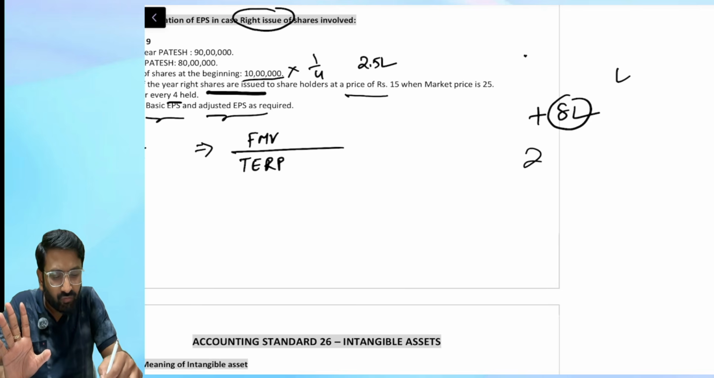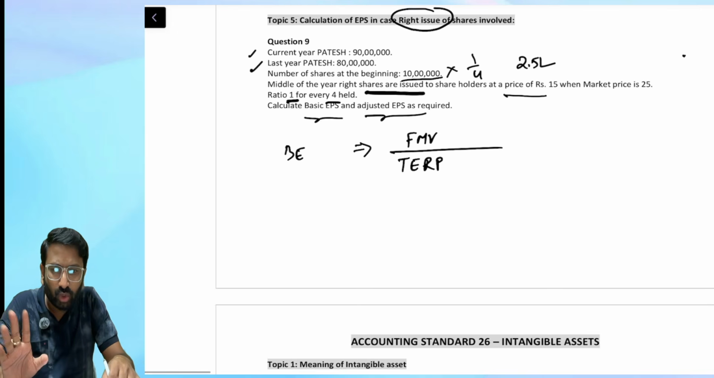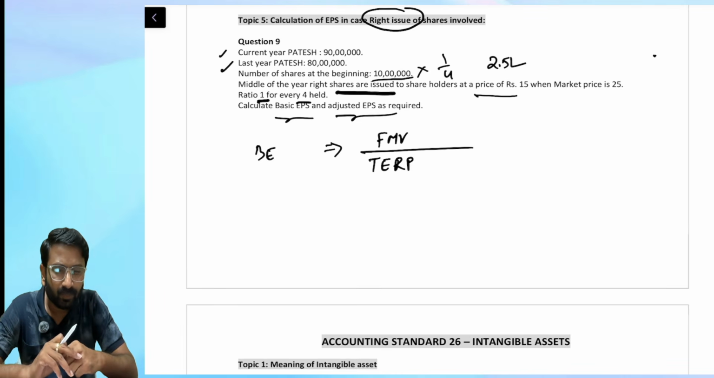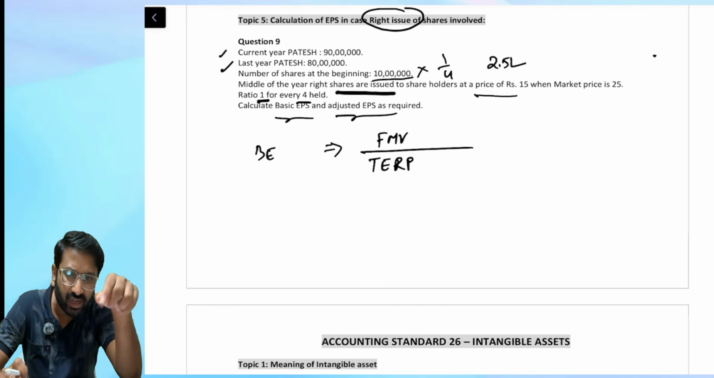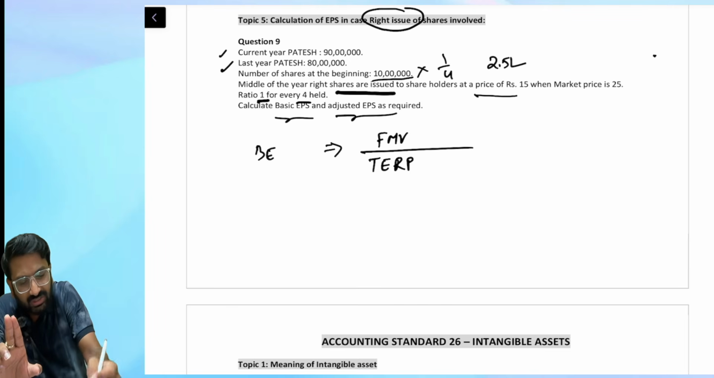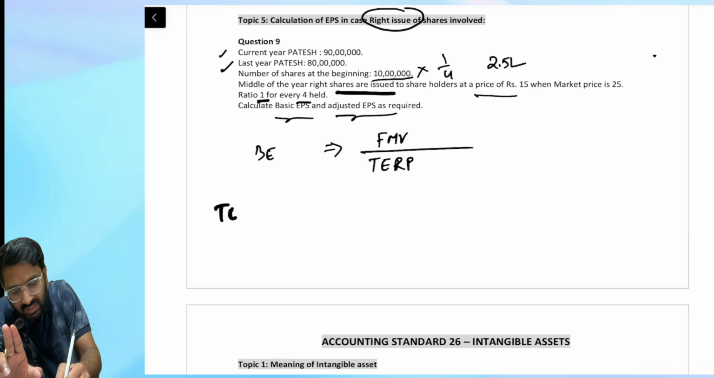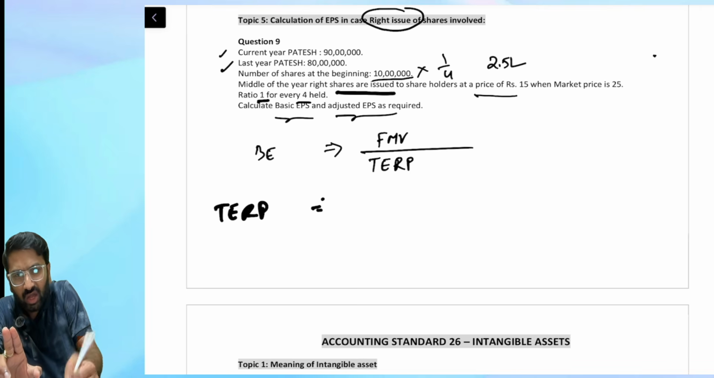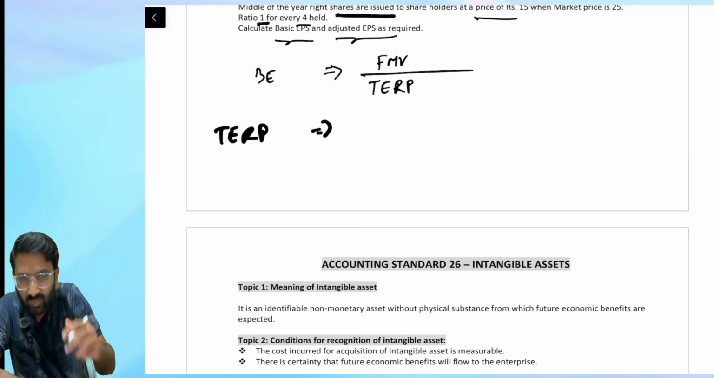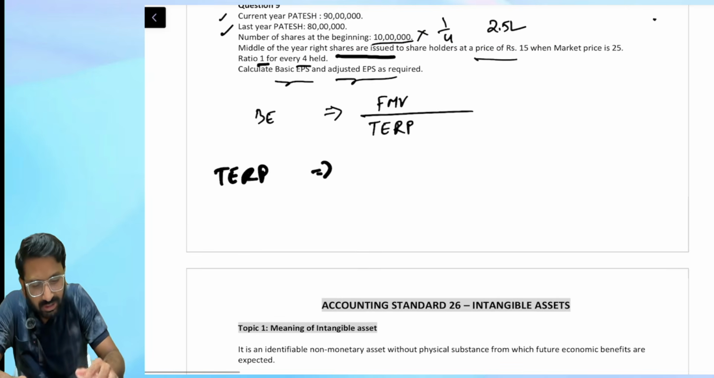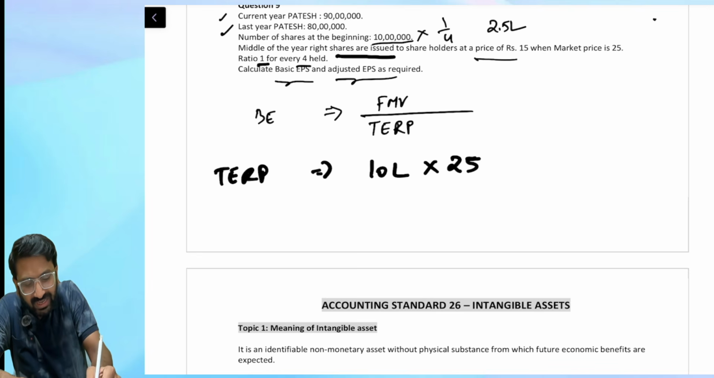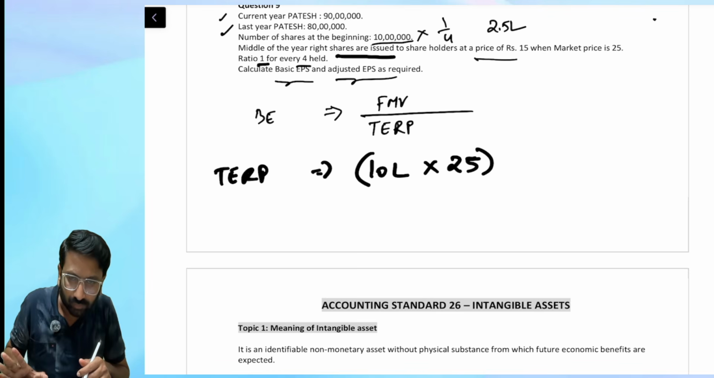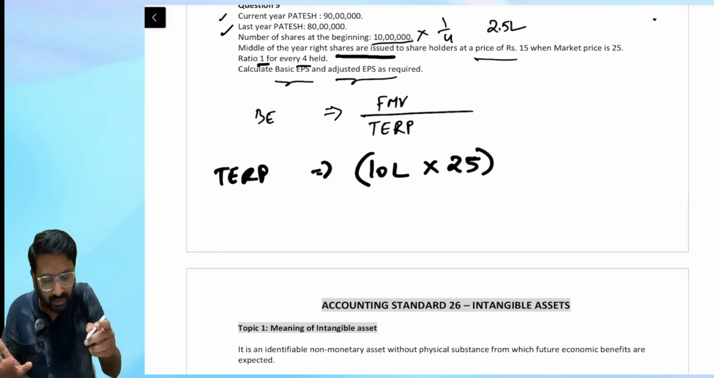Same logic, when I do a right issue, you are doing the right issue at less than the market value. And since I am doing it at less than the market value, theoretically, the worth of the share will come down. And that is what is called the TERP, theoretical ex-right price. So now let us find out TERP. How do you find this? Existing number of shares. So how many shares are there in the question? 10 lakh into fair market value. So what is the market value of the share? 25. So can I say this is the wealth of the company right now? 10 lakh into 25. That is the worth of the company right now.